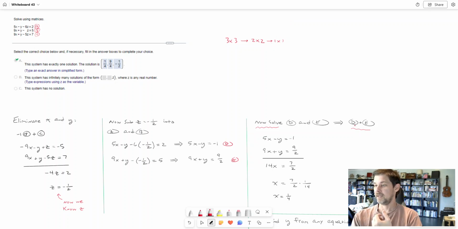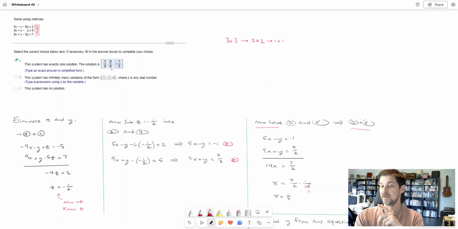So okay, I'm going to add equation D and E. It looks like that. I'll get 14x is 7/2. I'll need to divide by the 14, or if you want to think of it another way, multiply by 1/14. And if I reduce this fraction, I say 7 cancels with 14, leaves me 2. I got 1/2 times 1/2, 1/4. Okay, so now I've got two answers. I know z is -1/2, and I know x is 1/4.